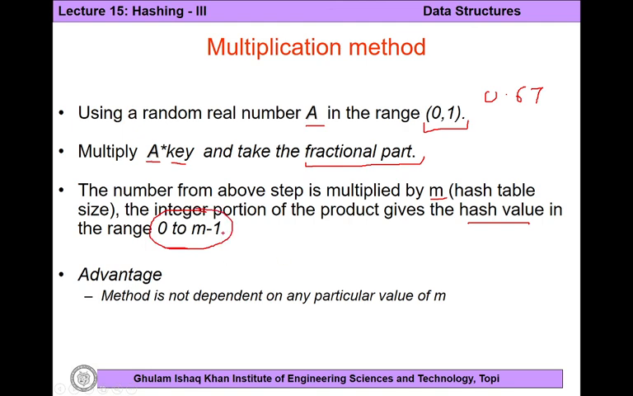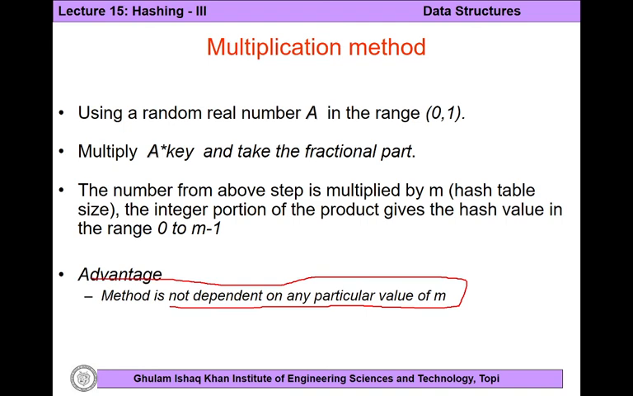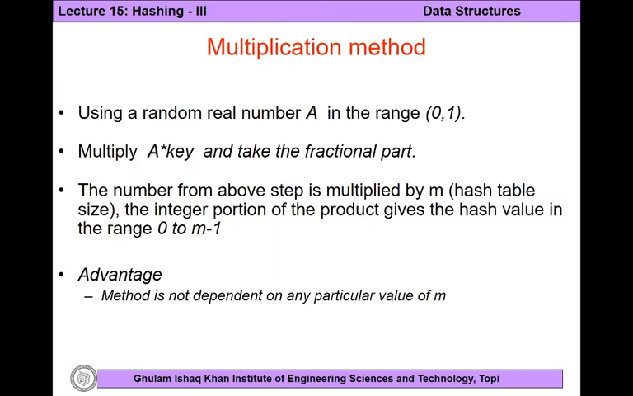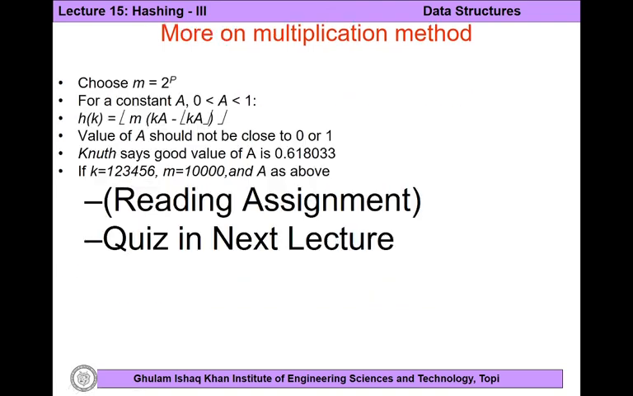So it has an advantage that it does not depend upon the size of the hash table, right, because in the divisive method the hash table size was important: if the hash table size is a power of 2, that resulted in breaking rule number 2 of a good hash function. So the advantage of the multiplicative method of writing the hash function is that it is not dependent upon any value of m, right.